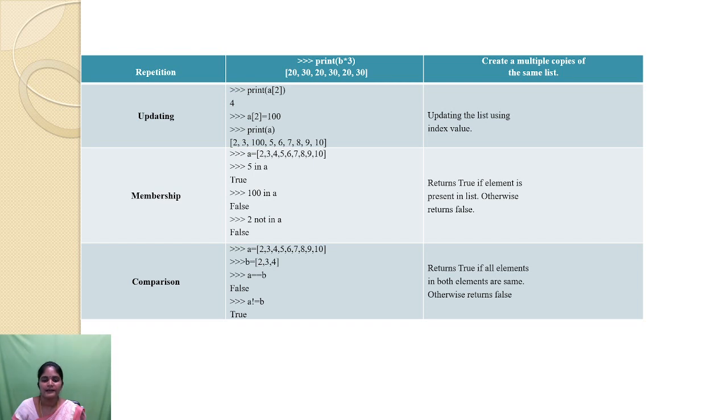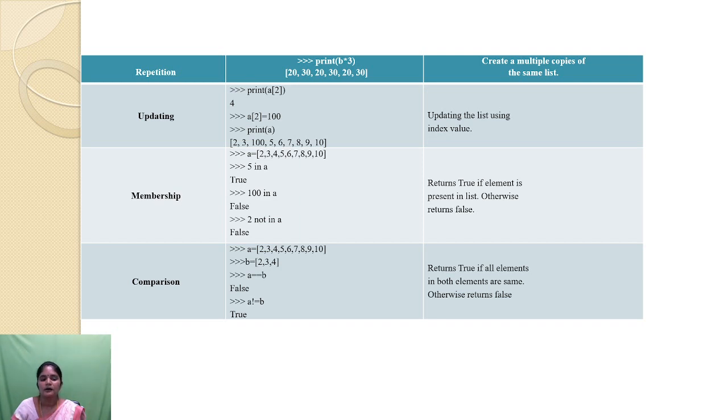Likewise produce the output. Next one, update. In updating we can modify any one index value. Before that, print the index 2 of the a list, and the answer will be 4. Now I can change the index position 2 to 100. Now you print a, then the second position, which was 4, is replaced with 100. So the output is 2, 3, 100, 5, 6, 7, 8, 9 and 10.